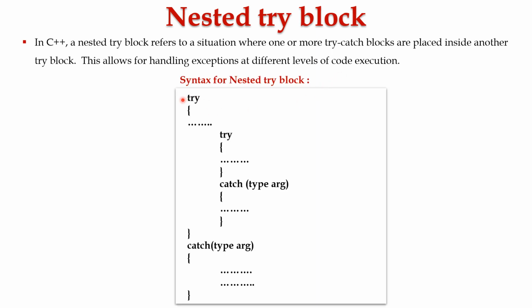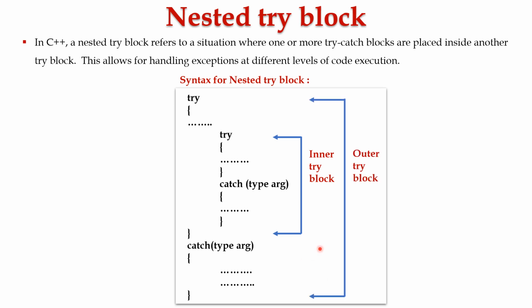So first we have a try block. Inside the try block, we have another try block with its corresponding catch statement. Next, the outer try block ends here. Then we have the catch statement for this outer try block. So this portion is called the inner try block, and from the starting try to the ending catch is called the outer try block. So hope you are clear about the structure of the nested try block.